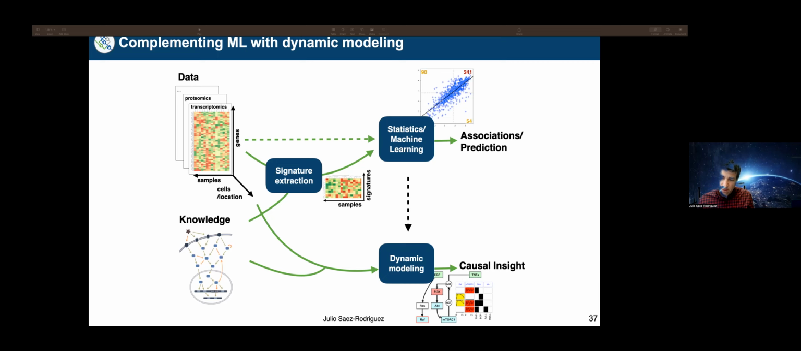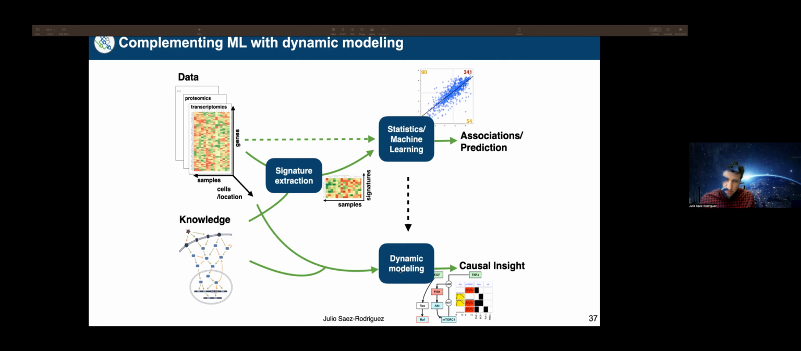And we cannot do this at the same scope as the multi-omics and machine learning. We have to be focused. This is more complicated, both experimentally and computationally. But what we can do is to use the output of large-scale machine learning and unbiased omics profiling to select case studies to go deeper with this dynamic model.